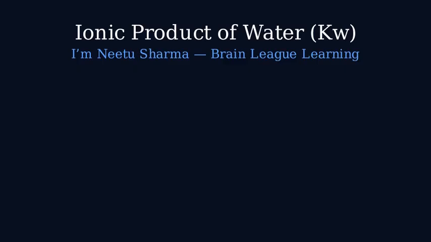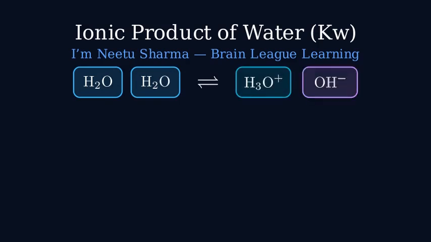First, the definition. Pure water very slightly autoionizes. One water molecule donates a proton to another, creating hydronium and hydroxide. 2H2O ⇌ H3O+ + OH-. Let's visualize. Two water molecules collide, a proton hops, and we form the two ions.